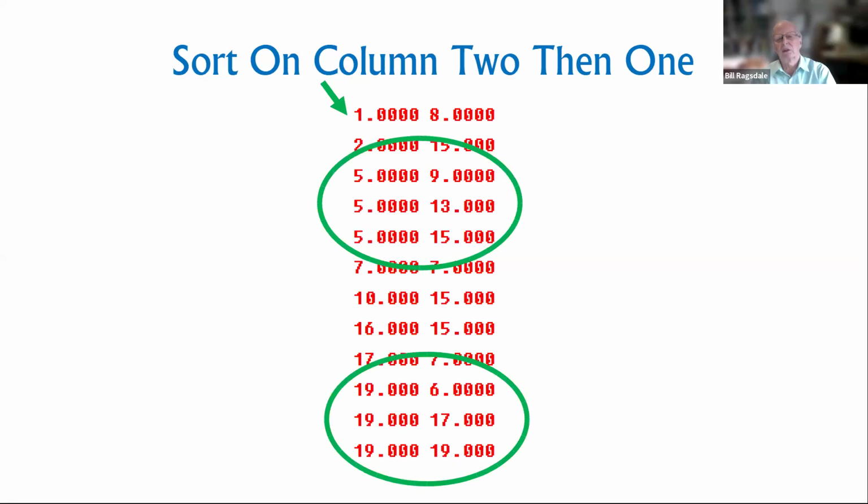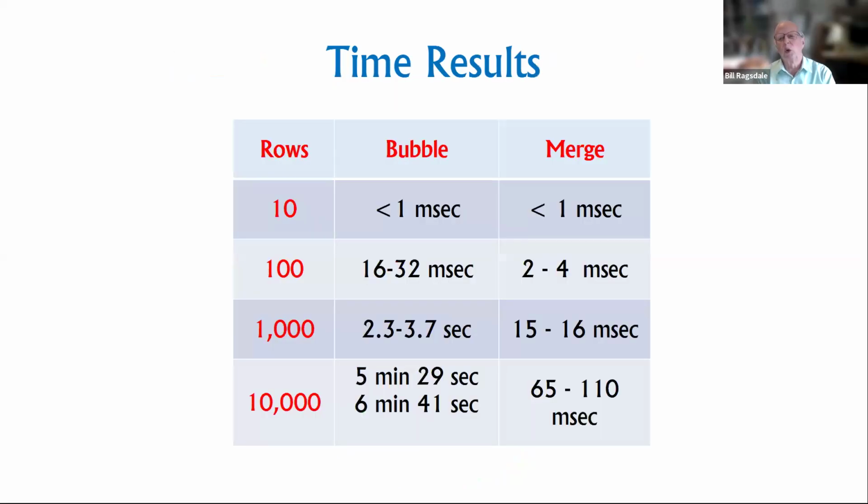And we see, yes, in this case, this sort is regular because we have sorted on column 2 and then sorted on column 1. And so under the 5s, notice the 3 5s, the sub-sorted values are 9, 13, and 15 retained in order. And for 19, likewise, the second column retains its original order, which is 6, 17, and 19. So we'll review the performance information again.